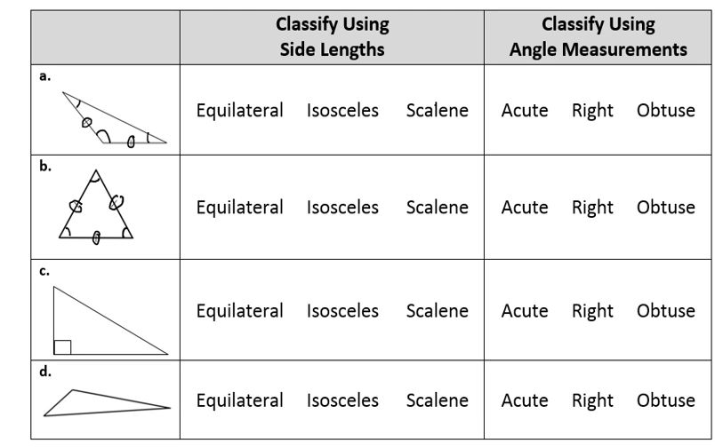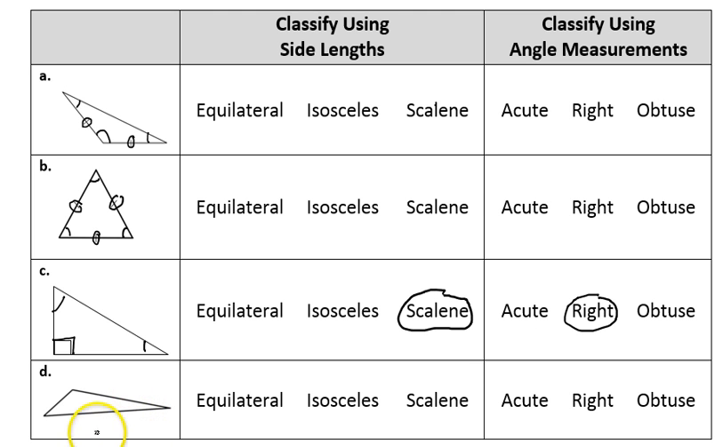If I look at triangle C, none of the sides have matching hash marks on it. That means that none of the sides are equal. So this is a scalene triangle. Looking at the angle measurements, I see a right angle in the corner here, and then the other two angles are acute. That means that it is a right triangle. So triangle C is a scalene right triangle.